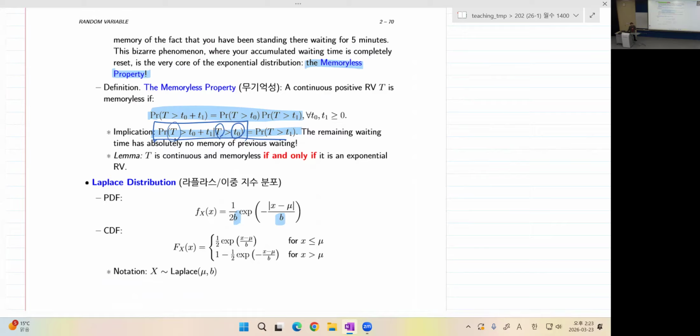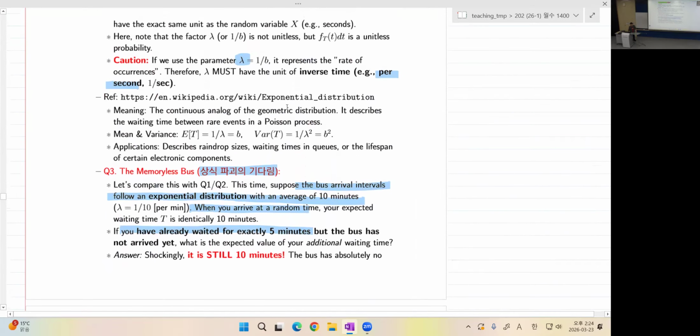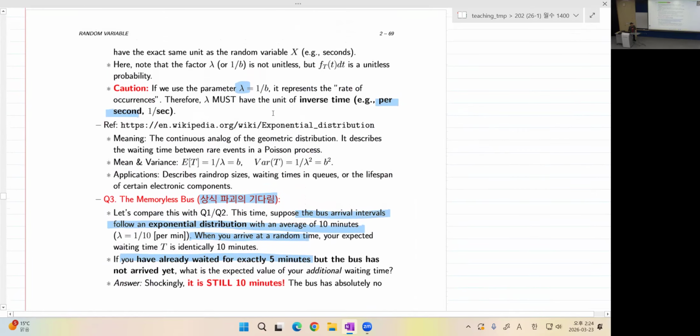Amazingly, your so-far waited time does not affect this. This is the memoryless property. And this memoryless property is very, very important and gives us something counterintuitive.